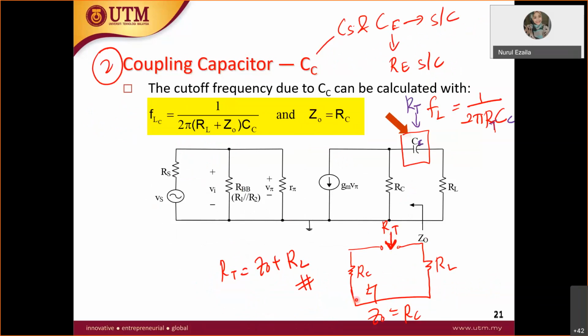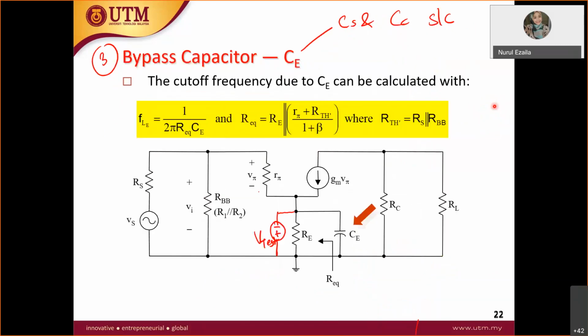Okay, RC here as in the Z out. So the R total is Z out plus RL. The equivalent frequency will be equal to 1 over 2 pi R total times the capacitor at the collector. And then for the common emitter, the rest will be shorted: the CS and the CC will be shorted, only remaining the CE.